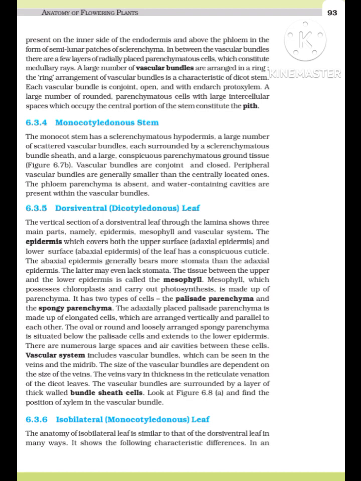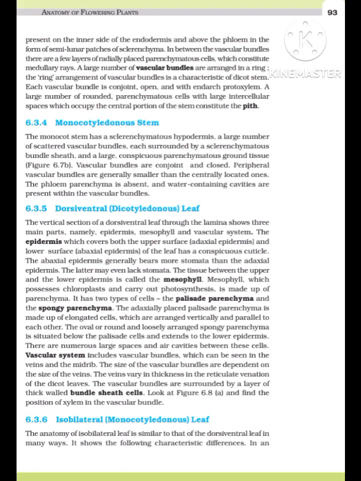Look at figure 6.8a, and find the position of xylem in the vascular bundle. 6.3.6 Isobilateral, monocotyledonous leaf. The anatomy of isobilateral leaf is similar to that of the dorsiventral leaf in many ways. It shows the following characteristic differences.